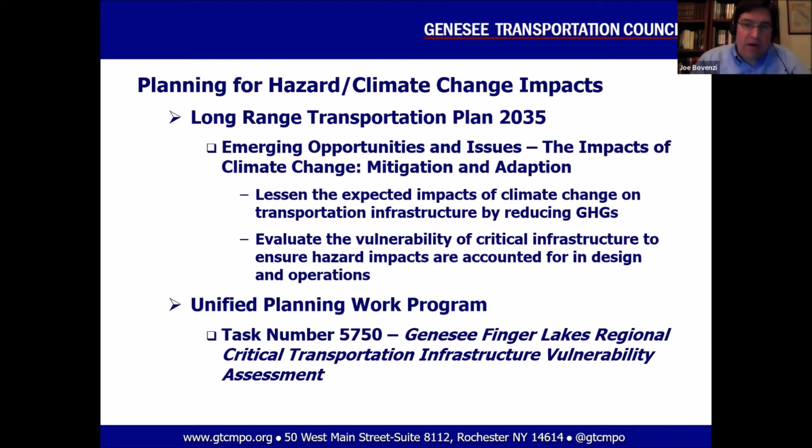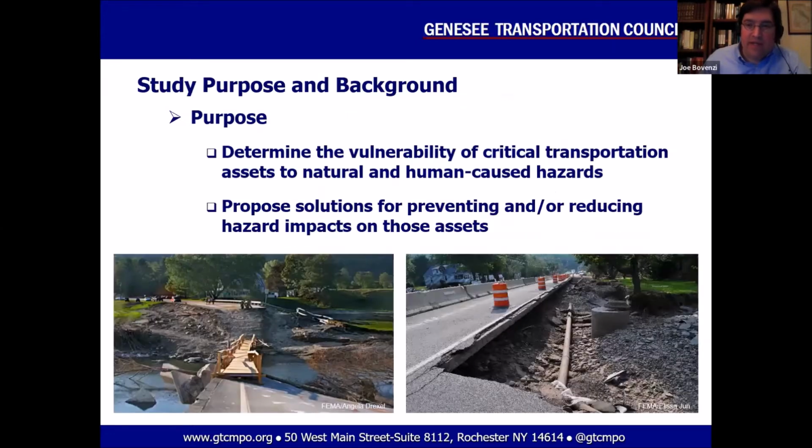So from this policy basis, we identified a specific work task, which was included in our annual work program, which is to develop the regional critical transportation infrastructure vulnerability assessment. And I apologize, I don't have a nice little acronym for you there, but that was the name of the project. So really the purpose of the project was twofold. The first was simply to better understand what our vulnerabilities were to both natural and human caused hazards. I'll explain a little bit more about the difference between those two ideas in a moment.